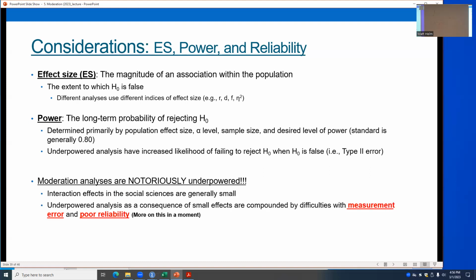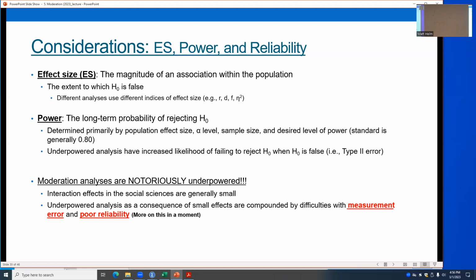Thing to remember about moderation. Moderations are notoriously underpowered, okay? Anytime we're trying to find a moderation effect, these interaction effects are probably, from a theoretical perspective, already pretty subtle. Subtle influences on behavior. We've got so many different things that influence how things are related to one another. These tend to be very subtle effects that can be difficult to detect, okay? So we're already starting out with small effects. Then what happens is we start to compound this with measurement error and poor reliability.